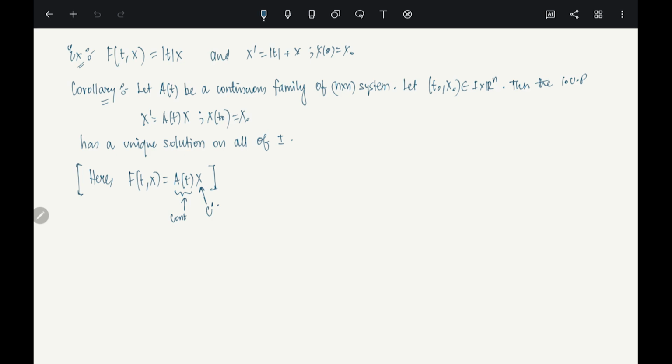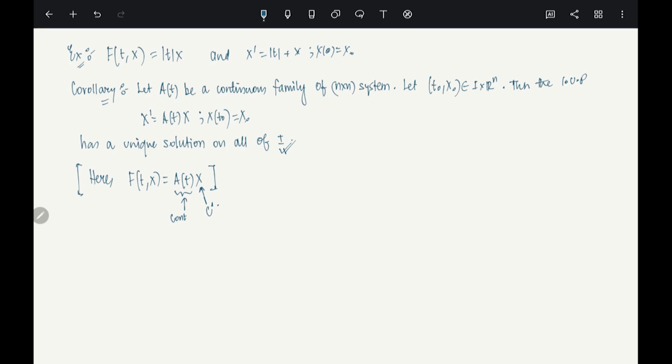Clear? So this problem has a solution. Now this is not the end actually. What you need to do is show that the solution exists for all of I. How do you prove something like that, that the solution exists for all of I?